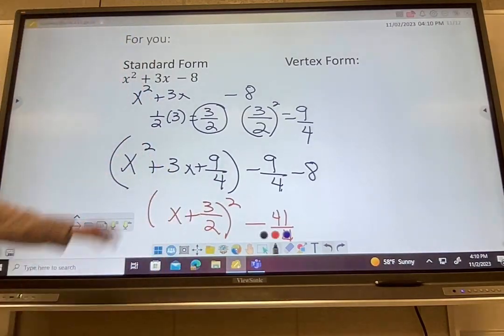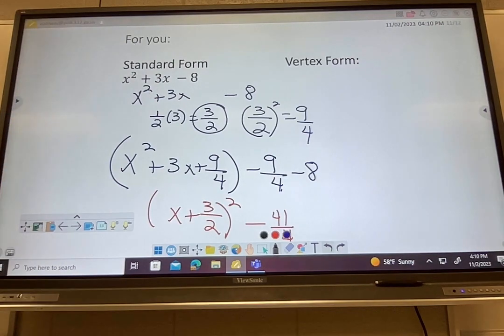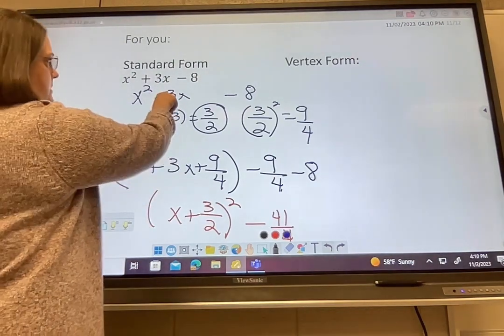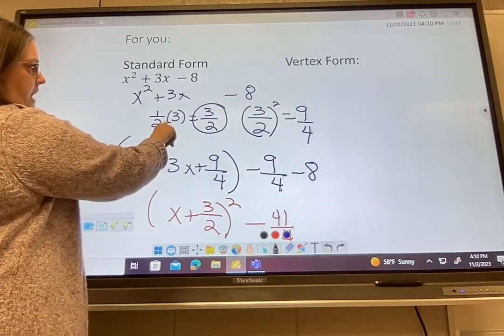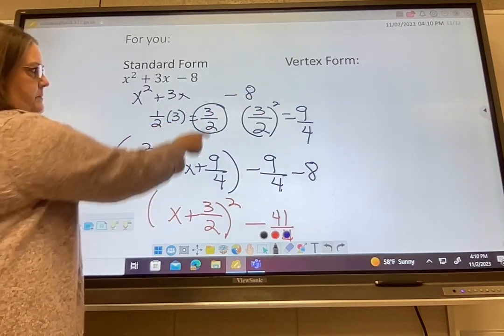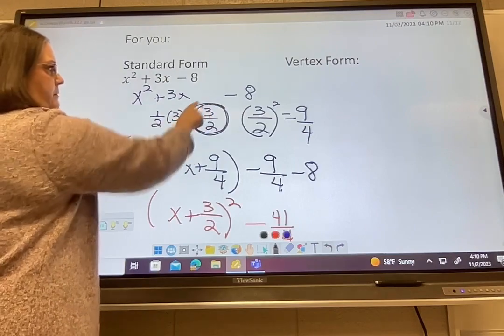All right, standard form again. We want to take half that middle term, 3x, and we scoot the 8 out of the way. So half of 3 is 3 over 2. Remember that? I circled it. This is why we want to remember it.